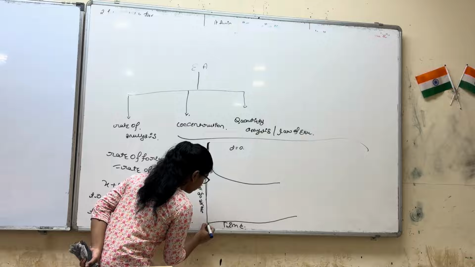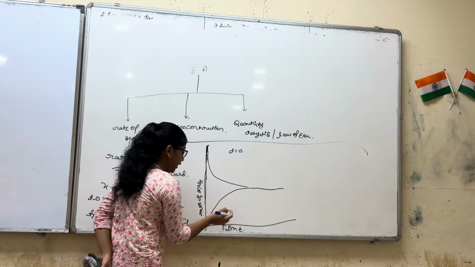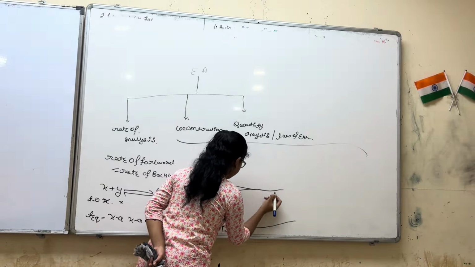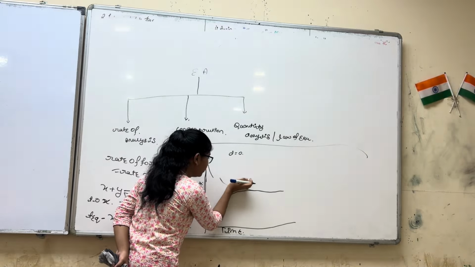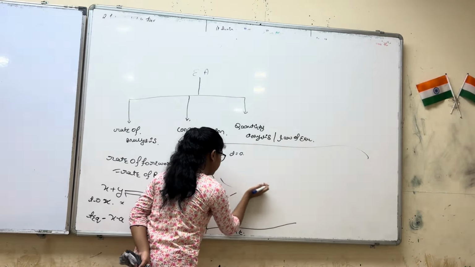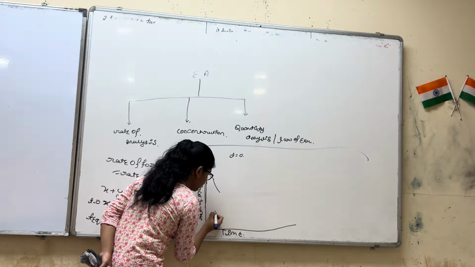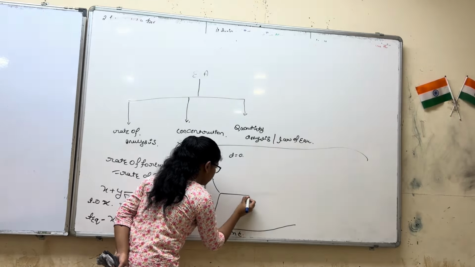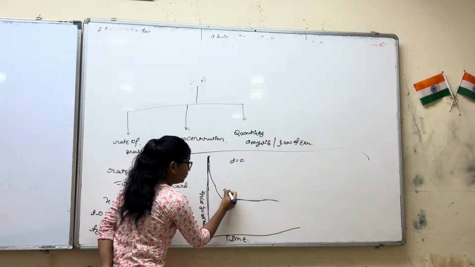It is graph of rate of analysis. It is point of t equilibrium.